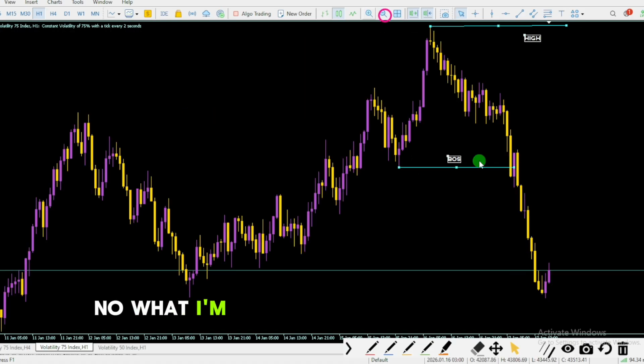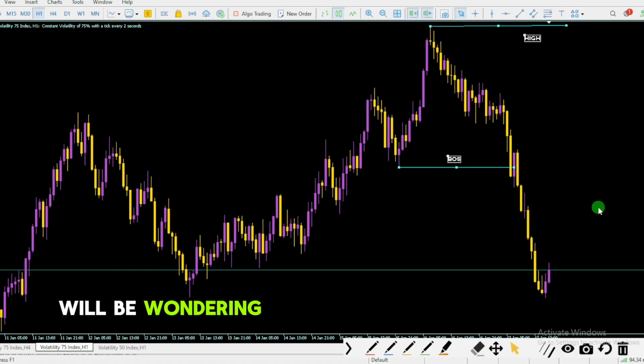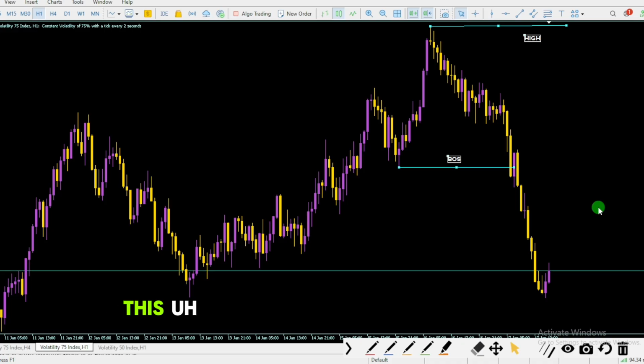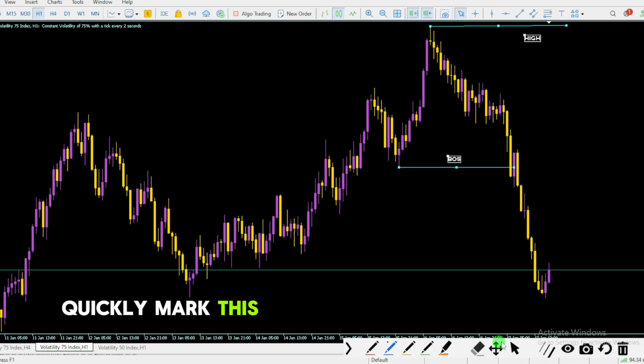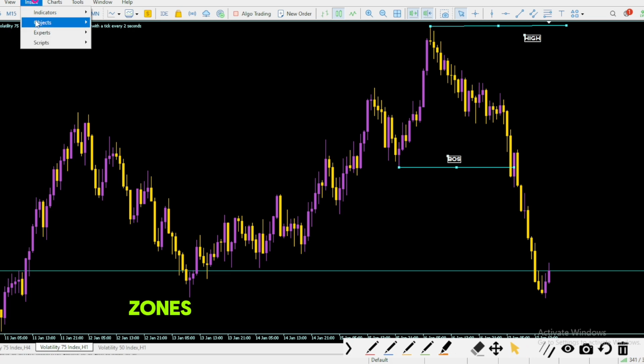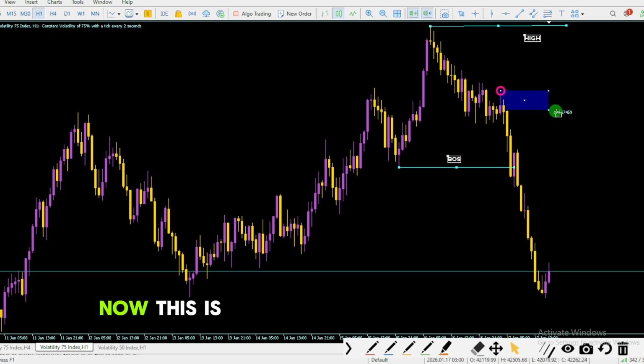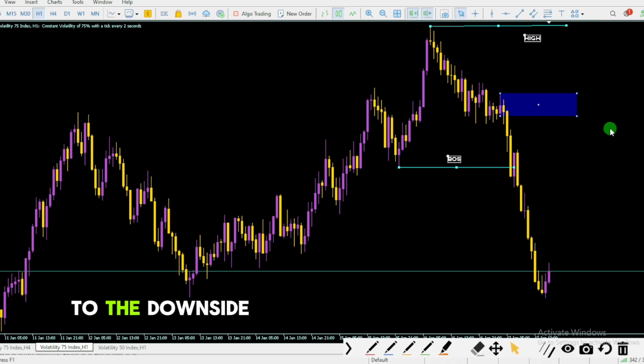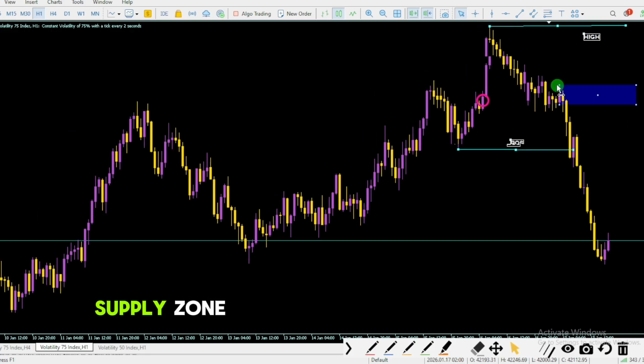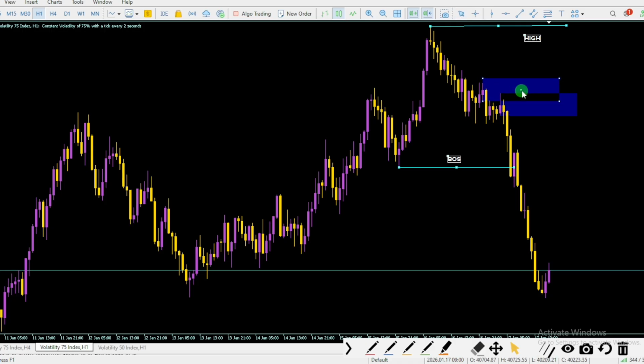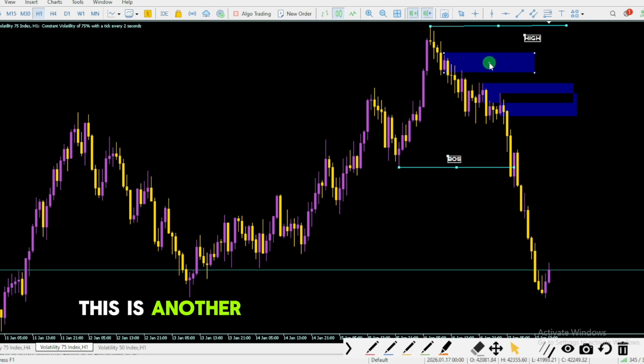Now what I'm going to do now, because many people will be wondering how to catch a trade in this kind of market. Now I trade market structure, so what I will do is I will simply wait for a retracement. Okay, let me quickly mark this out for you. I'm going to mark the supply zones. Now this is the last supply zone before markets broke to the downside. This is another supply zone. This is another supply zone right here. This is another supply zone right here.